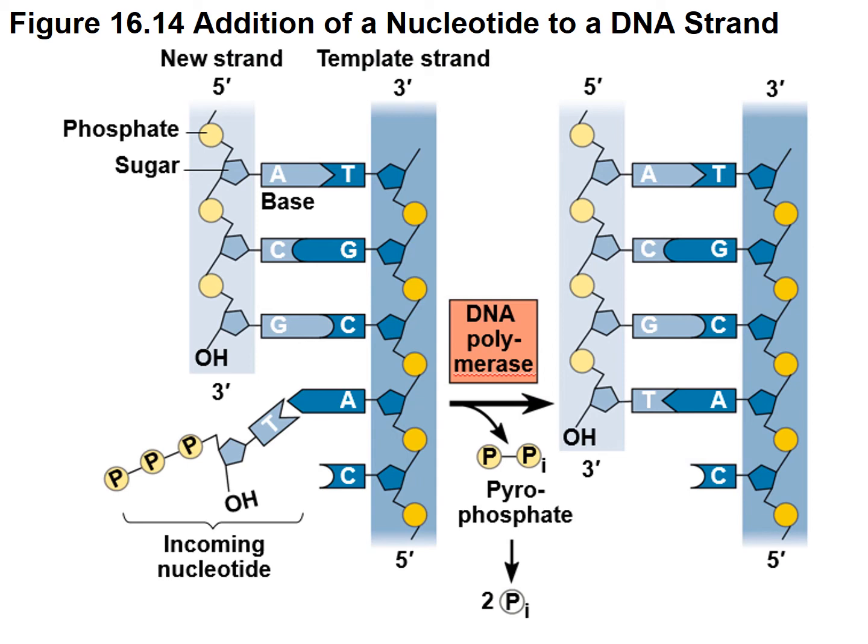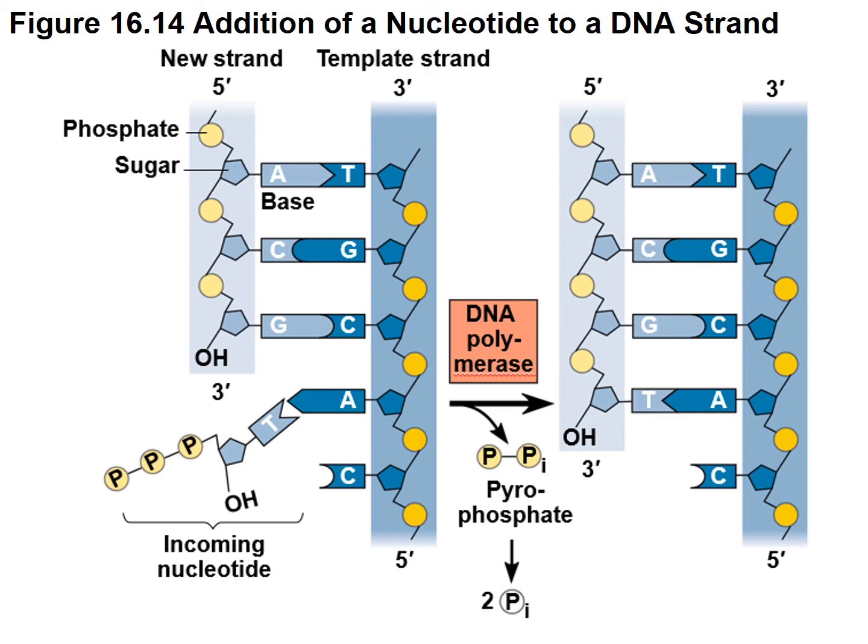So in figure 16.14, we see the addition of a nucleotide to a growing DNA strand. If you look at the left-hand side of the slide, we have a new strand and we have the template strand. On the template strand, an adenine is open to be bound to. So what's going to bind to that? A thymine. As each monomer joins a DNA strand, this occurs through a dehydration reaction. It's going to lose two phosphate groups.